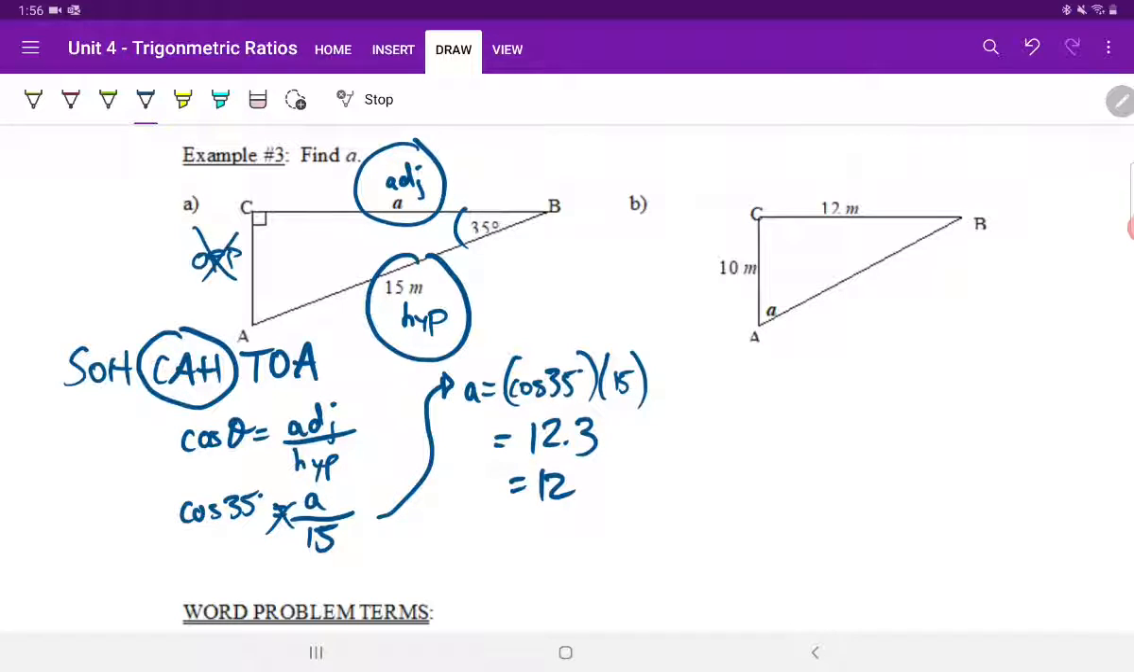Why did I round to 12 meters? What you do, if the question doesn't ask you to round to a certain amount of decimal places, is you always look to the values given in the question. If they don't have decimal places, then don't show decimal places in your answer. If there's one decimal place, then show one decimal place in your answer, and so on. Okay? Just a little tip there.